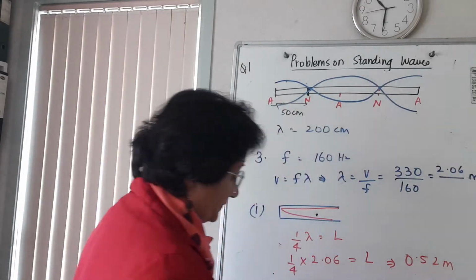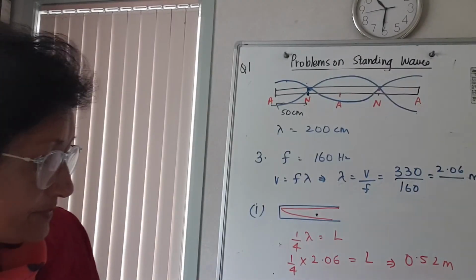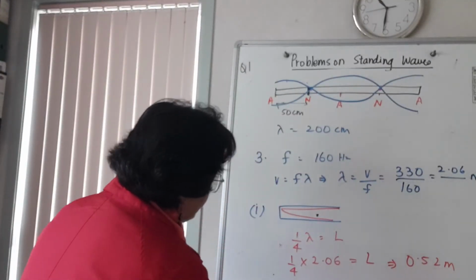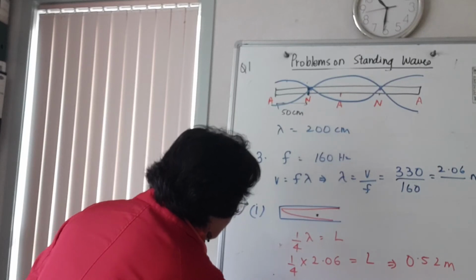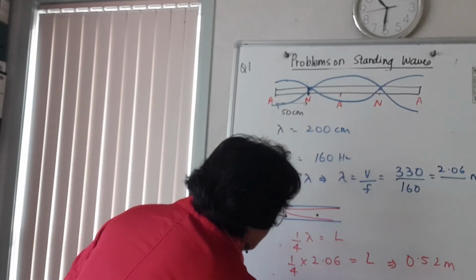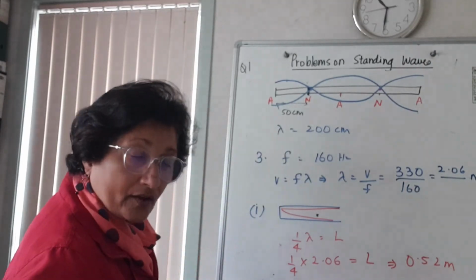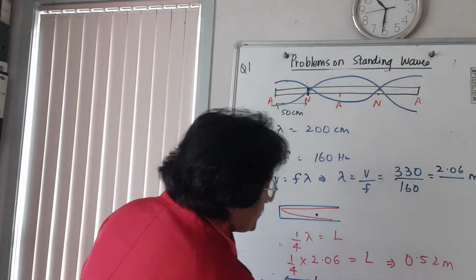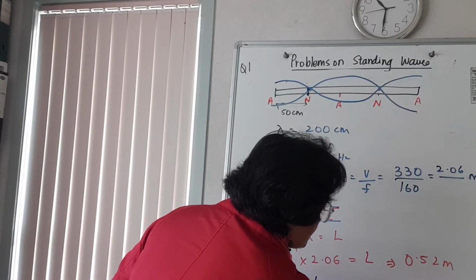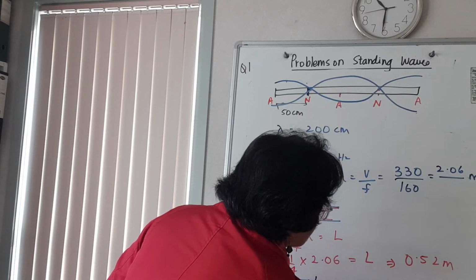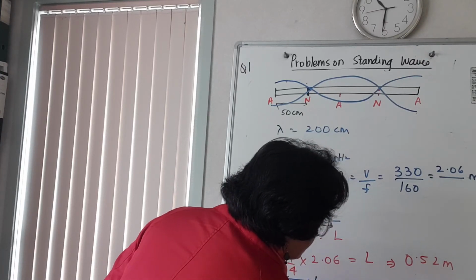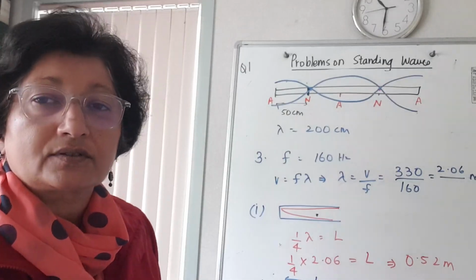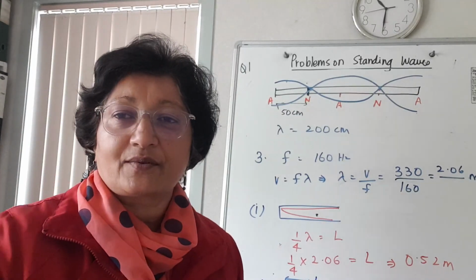So 2.06 divided by 4 is 0.52 meters. Now, if instead of a closed pipe you had an open pipe, in an open pipe your fundamental is half a wavelength. So what's the length of the pipe? Your length of the pipe contains half a wavelength. The wavelength is 2.06, so the length of the pipe is 1.03 meters. Hope you can see that. Oh, so you couldn't see that on the camera, but that is how you do that one. So bye for now.